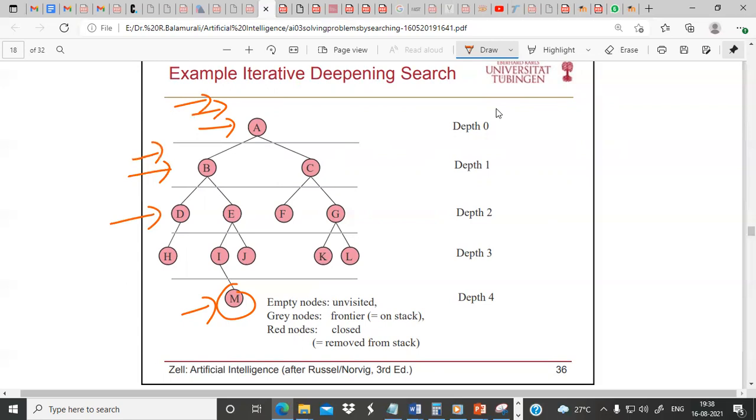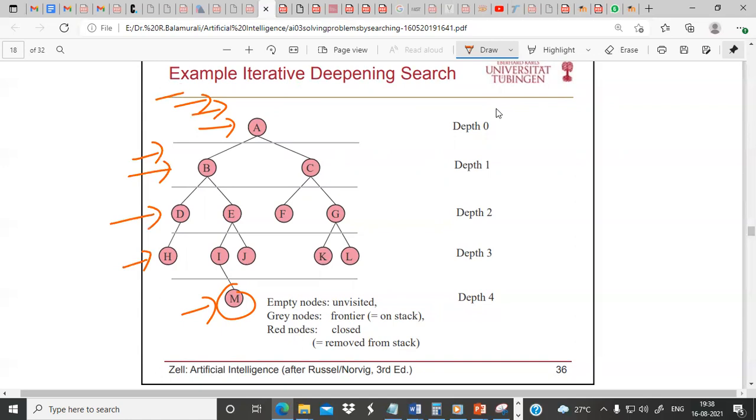Node at depth 2 will be checked 1 time. Now again, if the solution is not available at depth 2, still the level will be further extended to 3. The limit will be extended to 3. So now we check whether the goal is in these nodes or not.